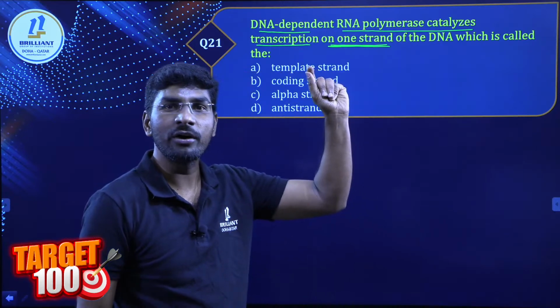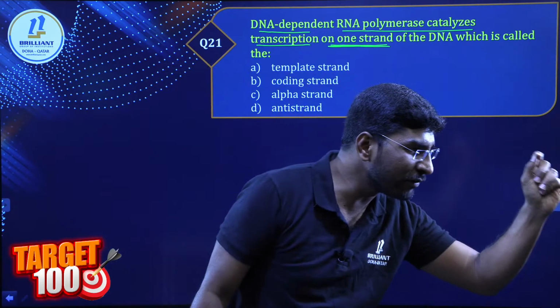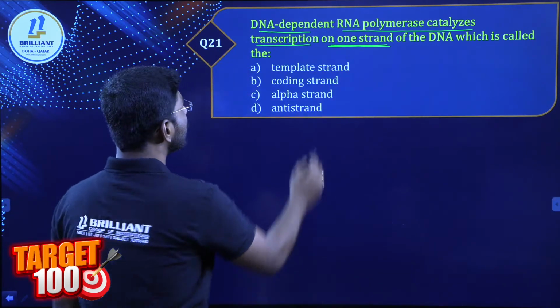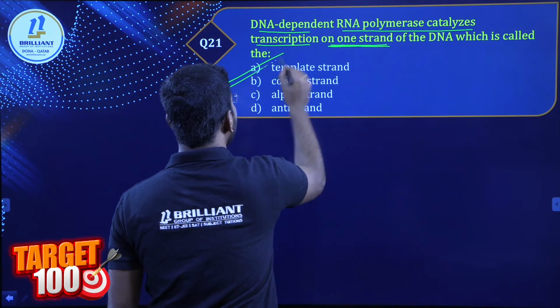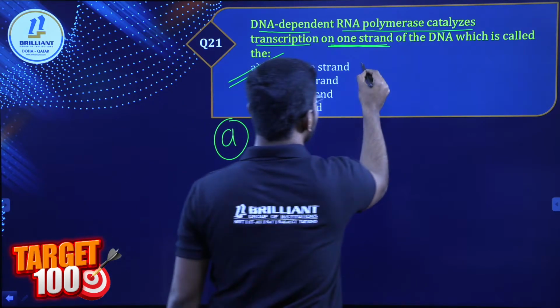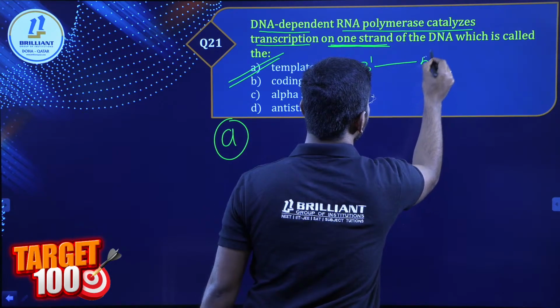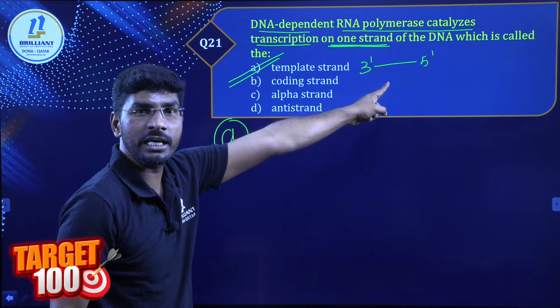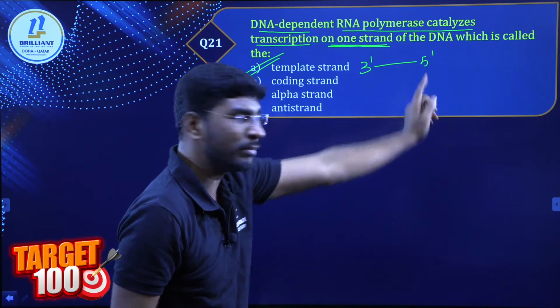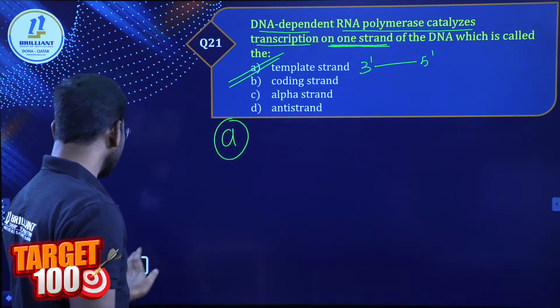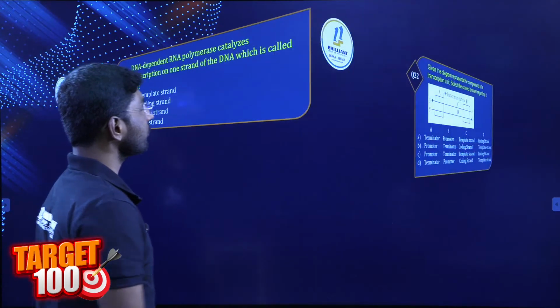Absolutely correct. Very good. Right, very good, Angeline. But what is the answer to this one? One of the strands is the template strand. The template strand runs from 3 prime toward 5 prime. So this will give mRNA. Remember.